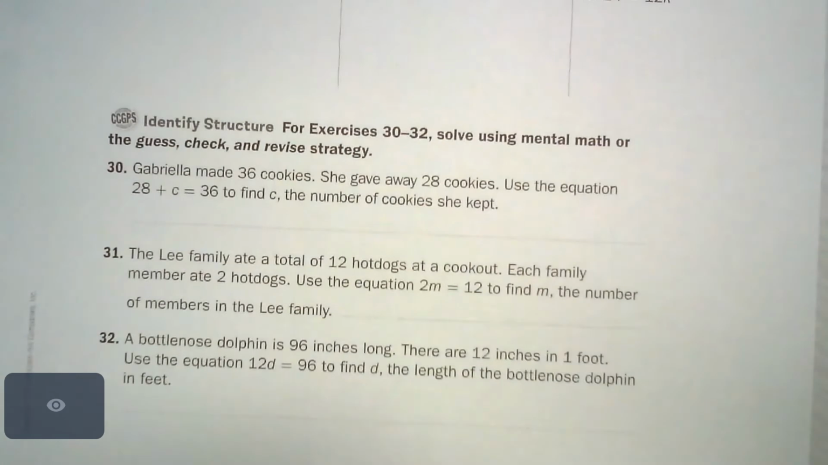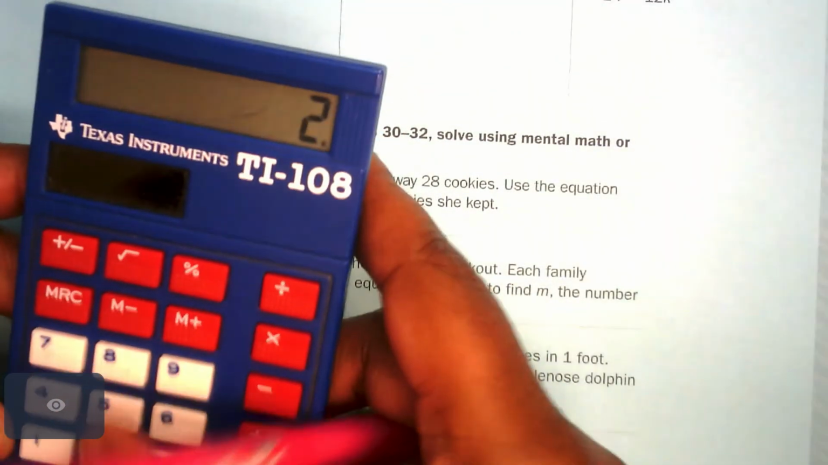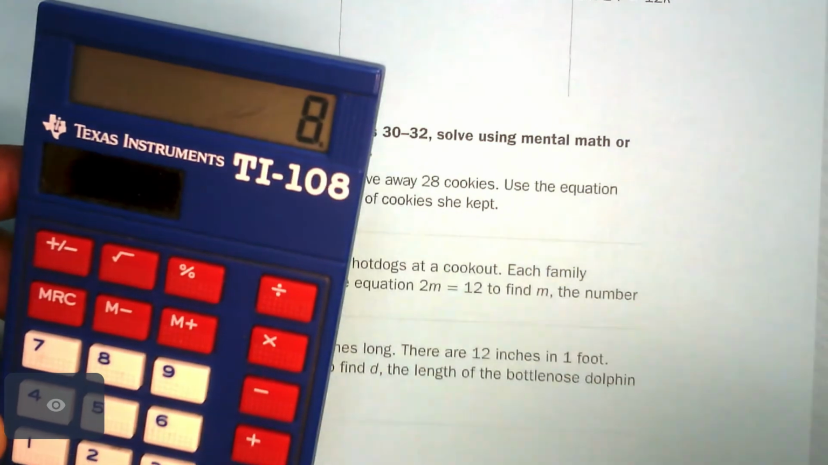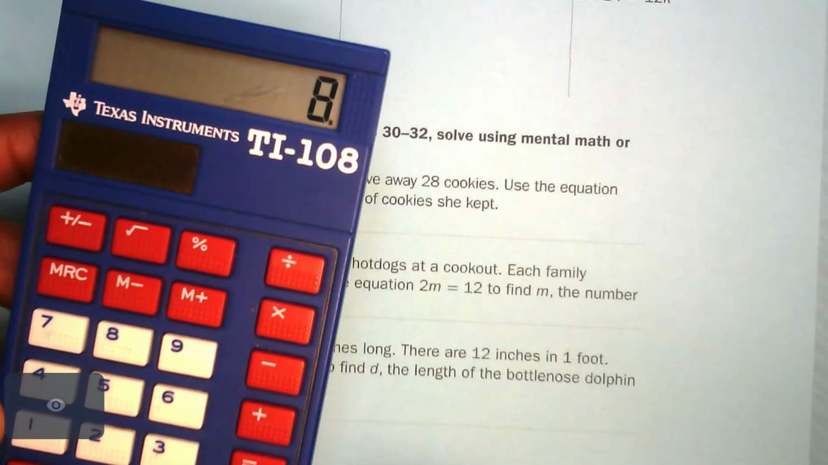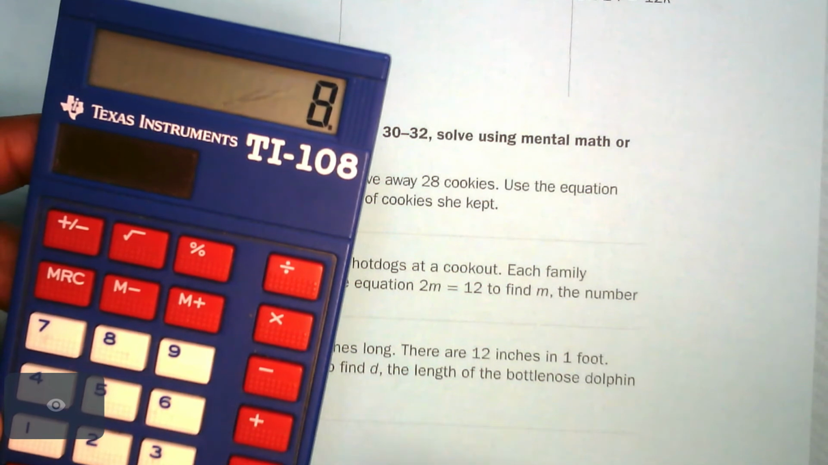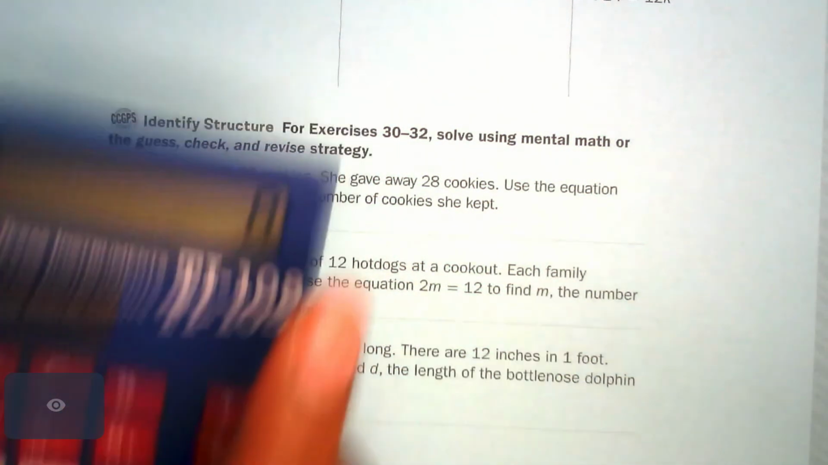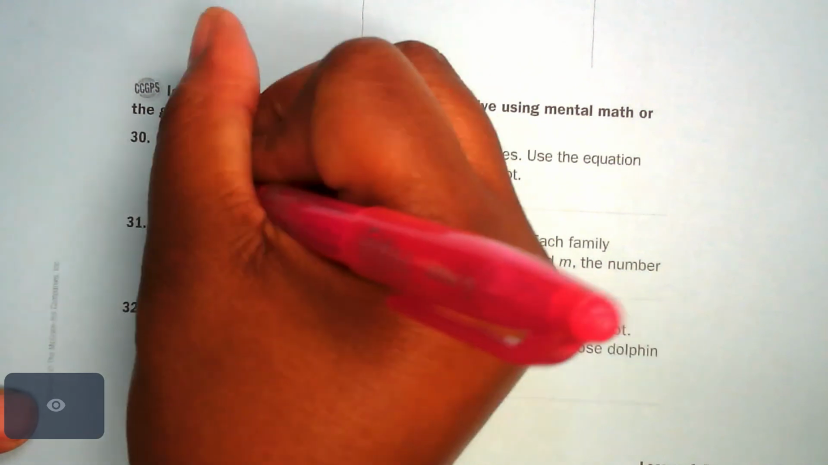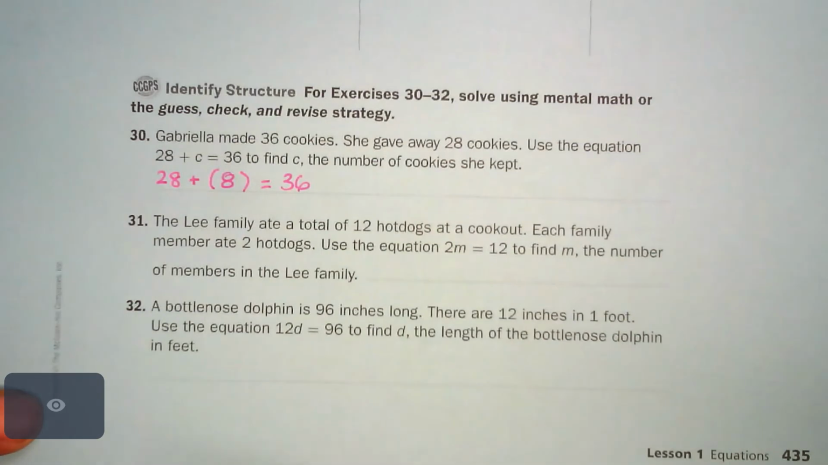So let's go ahead and try that. 36 minus 28 leaves us with 8. So that means it would be 8 cookies that she kept. All right. So we're saying that C, the cookies that she kept, equals 8. Let's check that. Let's make sure. All right. So we have 28 plus, in our parentheses, equals 36. And we said that C equals 8. So that's what we're parking there.